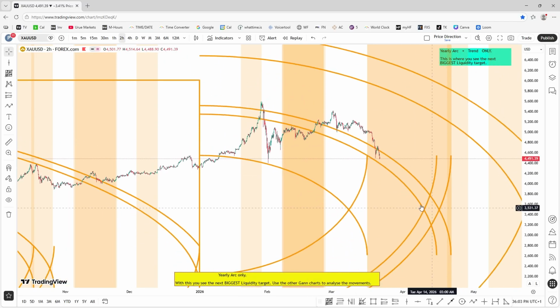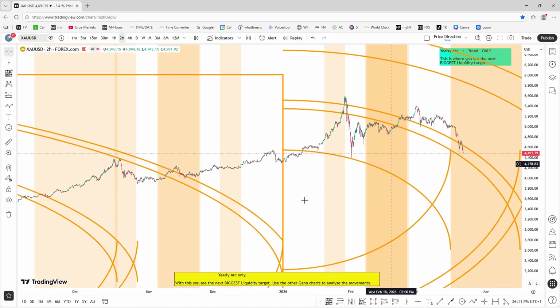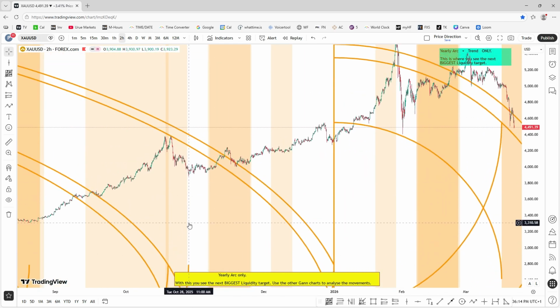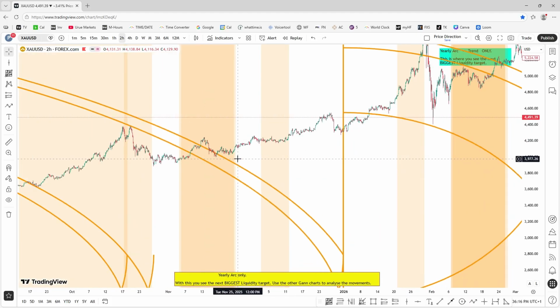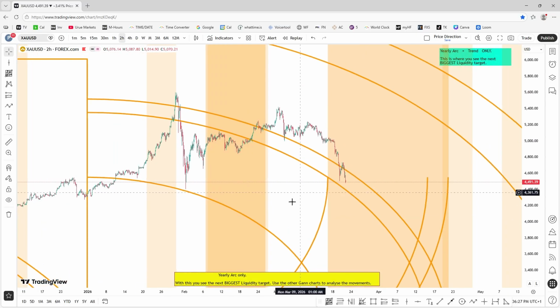Now, look at this. When price is sliding in front of an arc, what do you think it's looking for? Same here. When price was sliding behind this arc, it was looking for liquidity, and it picked that liquidity when a new trend was beginning, and then it went up, broke this arc.